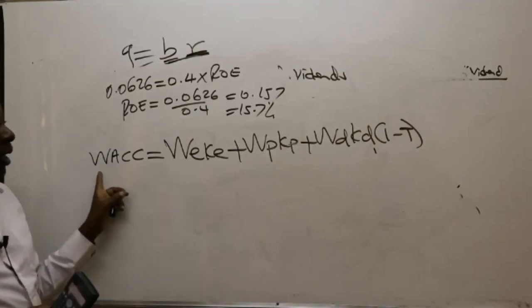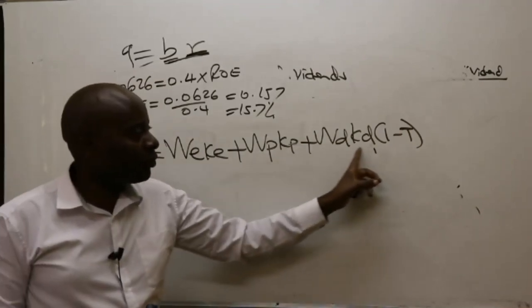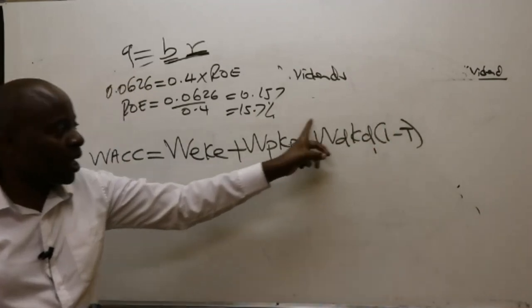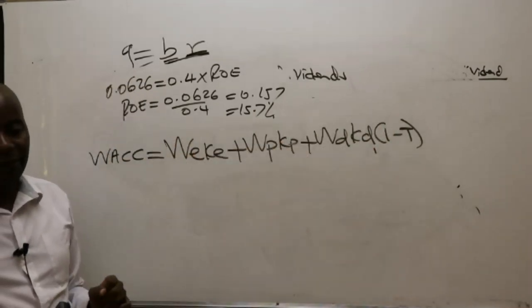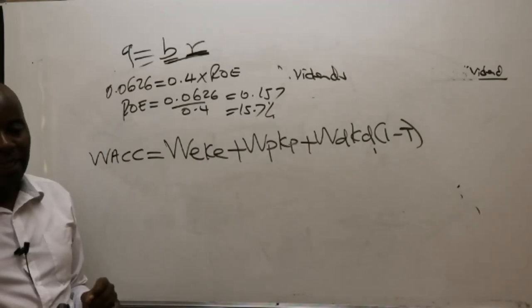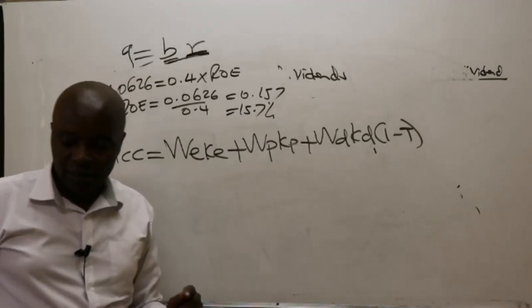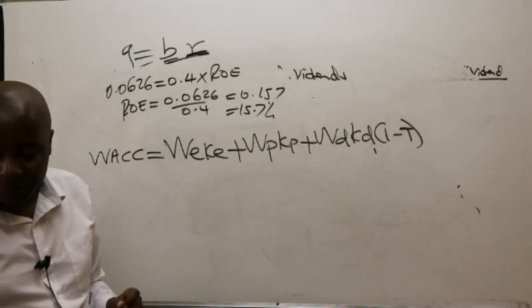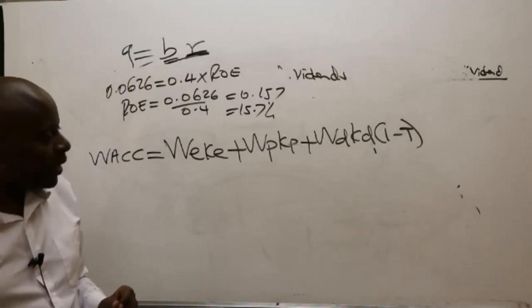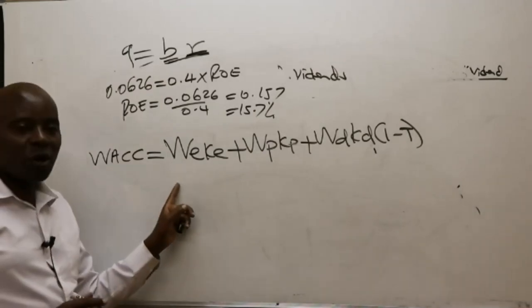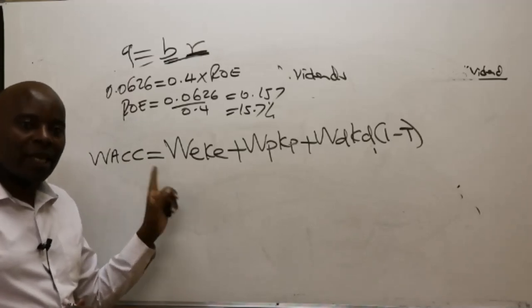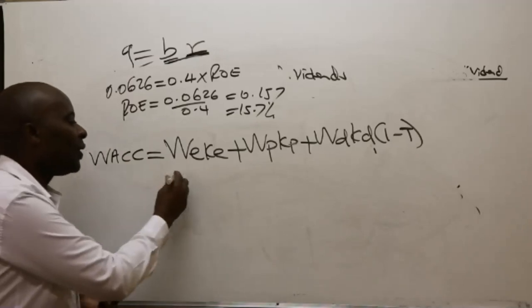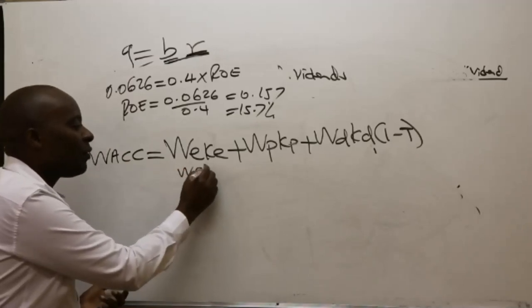So could you kindly write this formula of WACC and highlight it. Highlight this formula. Very, very important formula. Now remember these W's, these are the weights. I can even start with them. So we have our weights.